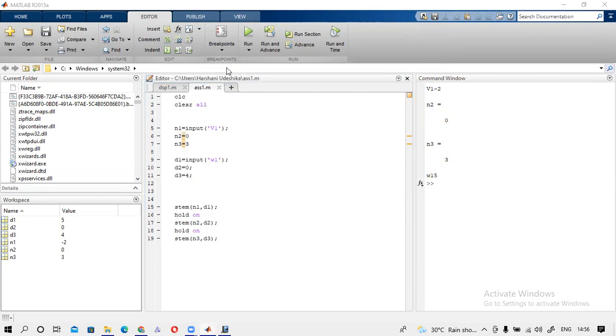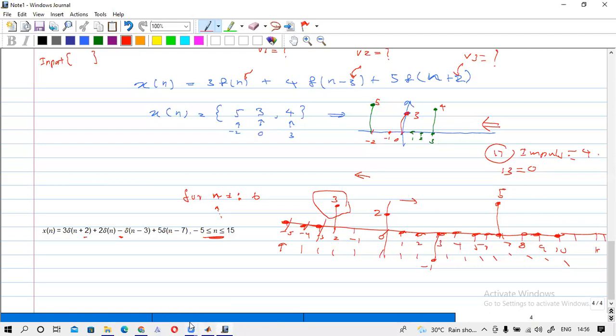Actually, it is not wrong. In practical terms, we do not need to show those zeros. But here you are asked to draw the graph from -5 to 15. So this 0, actually, does not need to be marked. That 0 means there is no value. You do not need to mark this 0, but you have to extend the graph up to here. This limit you have to put.